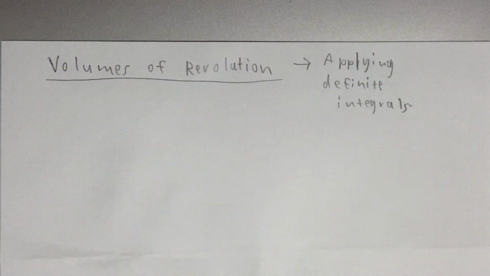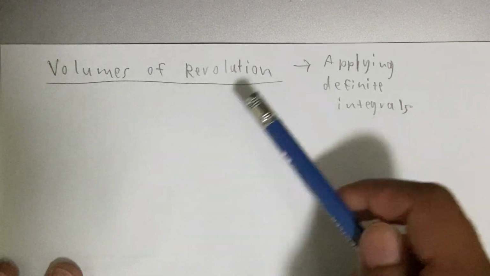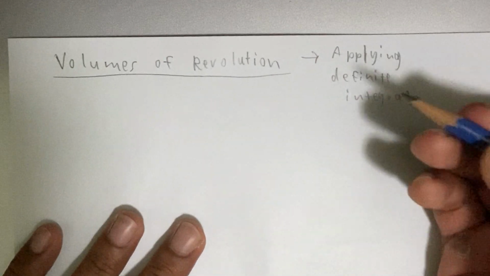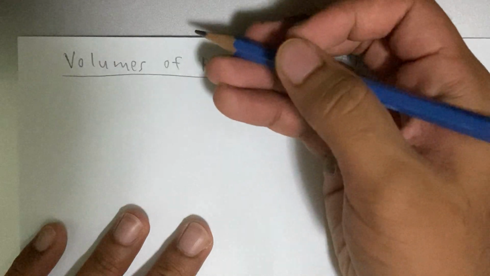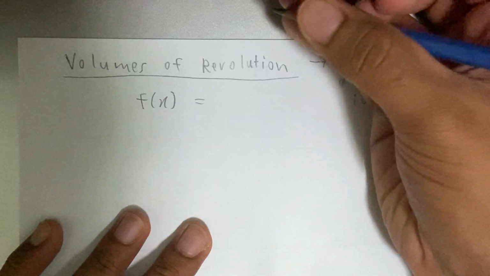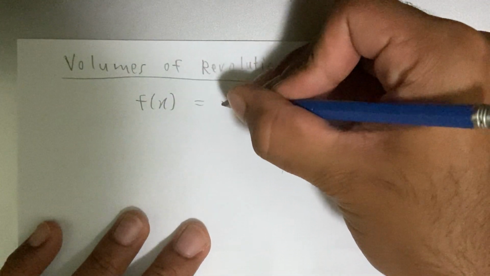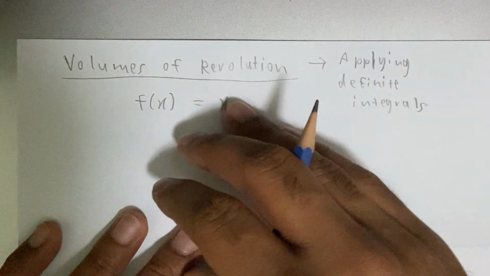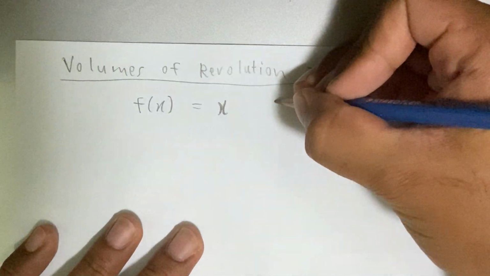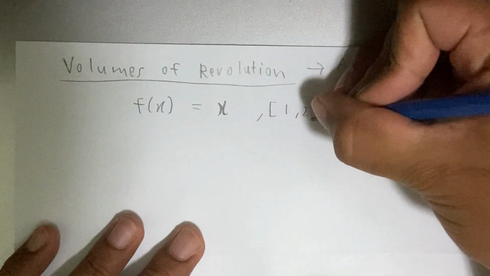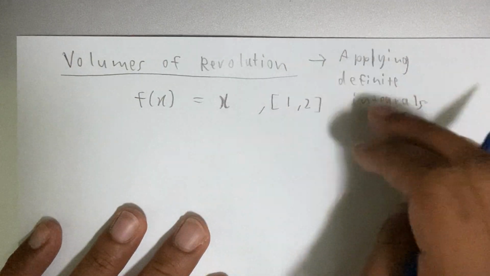Hi, so today I will address a very specific type of question called the volume of revolution, which is basically an application of definite integrals. They'll give you a function, say f of x is equal to x, because we want to keep it simple for the time being, and they'll give you an interval, 1 to 2, because it's definite integrals.